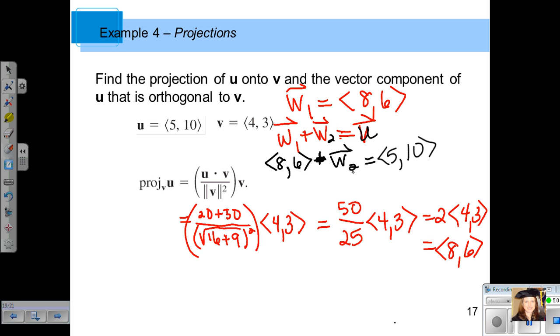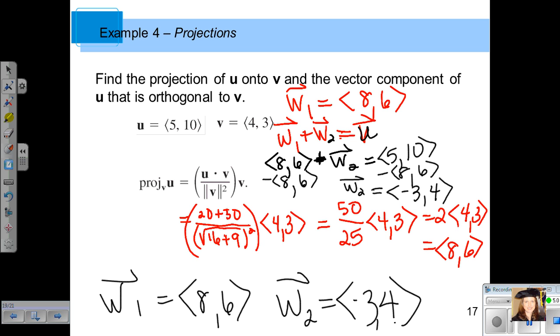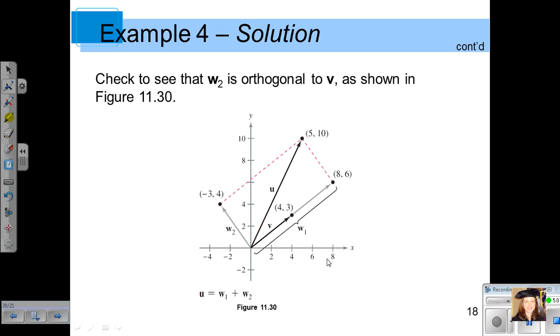Now to get the W2 vector, you can subtract this vector 8, 6 from both sides. So you get that the W2 vector is equal to the vector with components negative 3, 4. So our W1 vector is 8, 6, and our W2 vector is negative 3 and 4. When you add those two vectors together, you should get the U vector. Now the next slide is going to show that depiction.